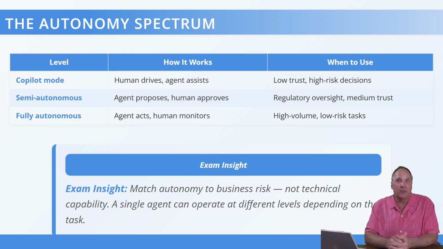There are 3 levels. First, Copilot mode. The human drives, the agent assists. The agent suggests responses, surfaces relevant information, drafts content, but the human makes every decision. This is where you start when your trust is low or the stakes are high.